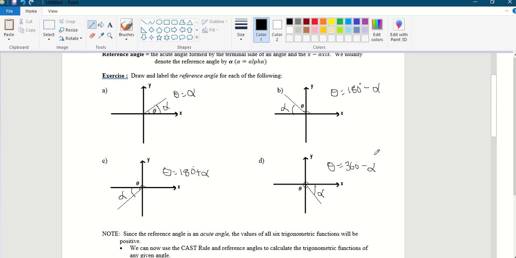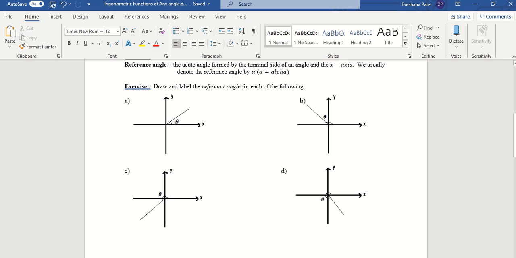It is very important to know this in order for us to solve for any triangle at any angle in any quadrant. So in the first quadrant, theta and alpha are the same. Second quadrant, 180 minus alpha. Third quadrant, theta equals 180 plus alpha. And in the fourth quadrant, theta is 360 subtract alpha.